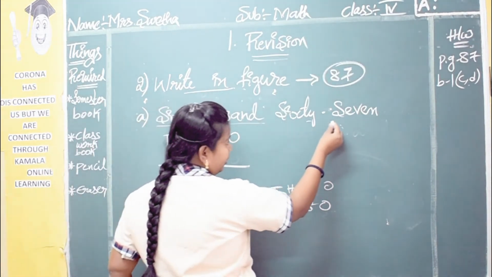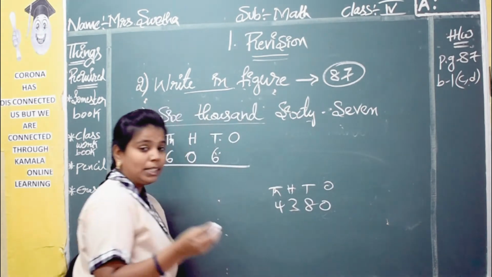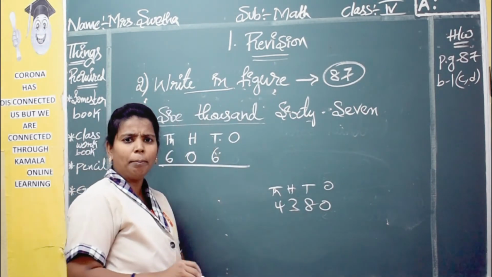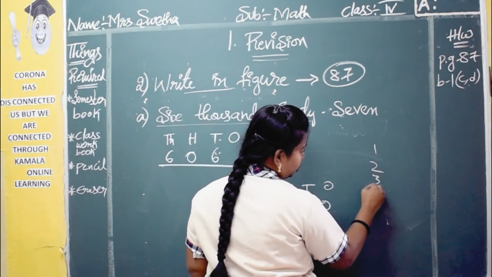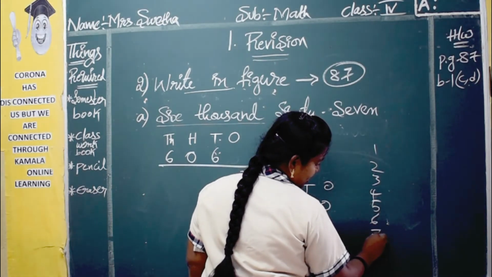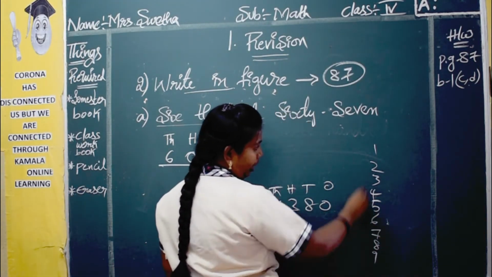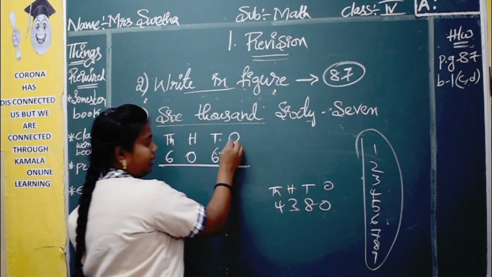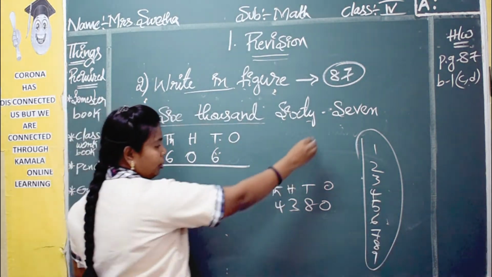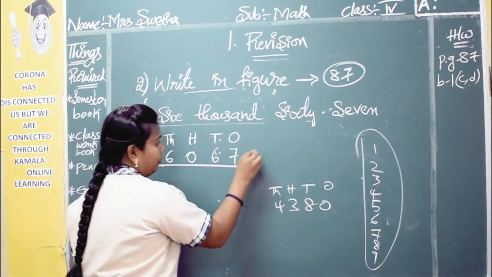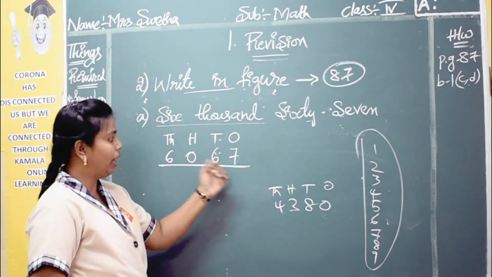Okay. And next you have 7. Ones place means what? All your single numbers you will get, like 1, 2, 3, 4, 5, 6, 7, 8, 9. All these single numbers you will get in the place of ones. So what is the number here? It is 7. So 7 you have to write.